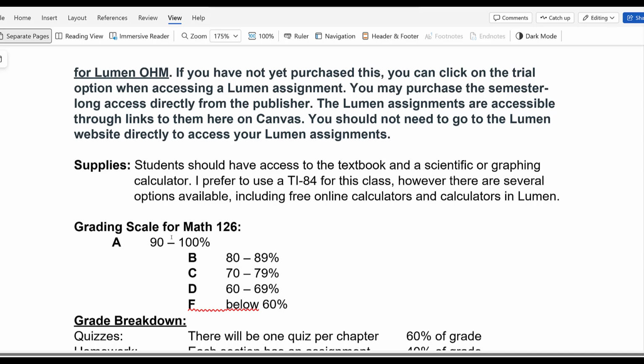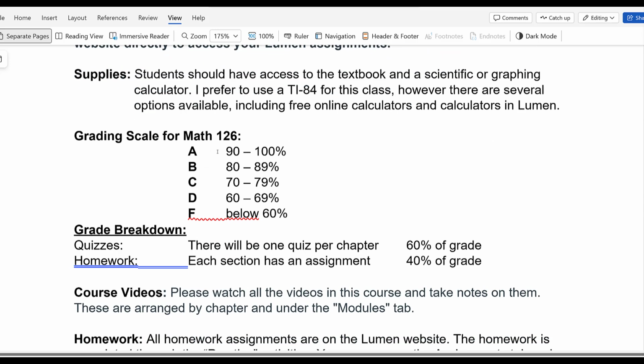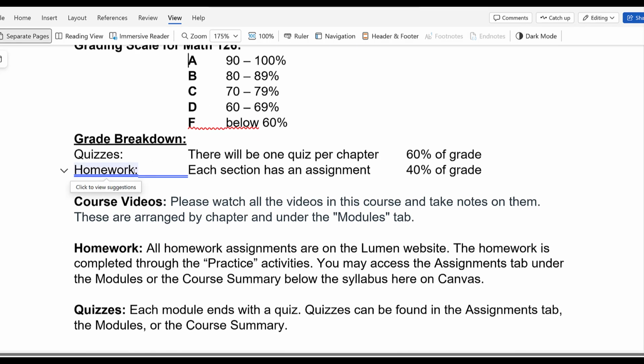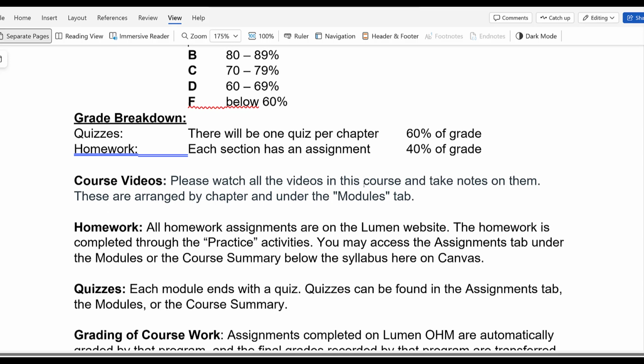Grading scale for 126: A, B, C, D, F is standard. Our grade breakdown: quizzes. There'll be 1 quiz per chapter, so it's 60% of the grade, and then homework. Each section has an assignment, and the homework is 40% of the grade.